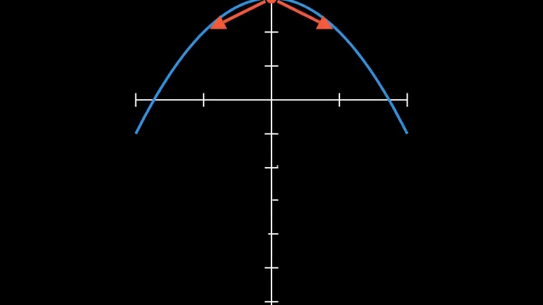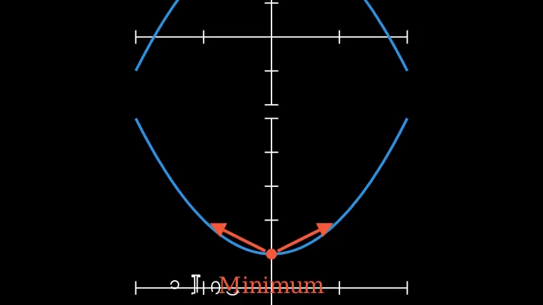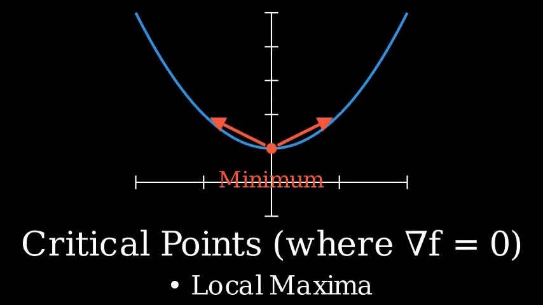Similarly, if you're at the bottom of a valley, which is a local minimum, moving in any direction will cause you to go uphill. At that exact lowest point, you're also not going up or down in any direction, so the gradient is again 0. The points where the gradient is 0 are called critical points or stationary points. These are candidates for local maxima, local minima, or saddle points.